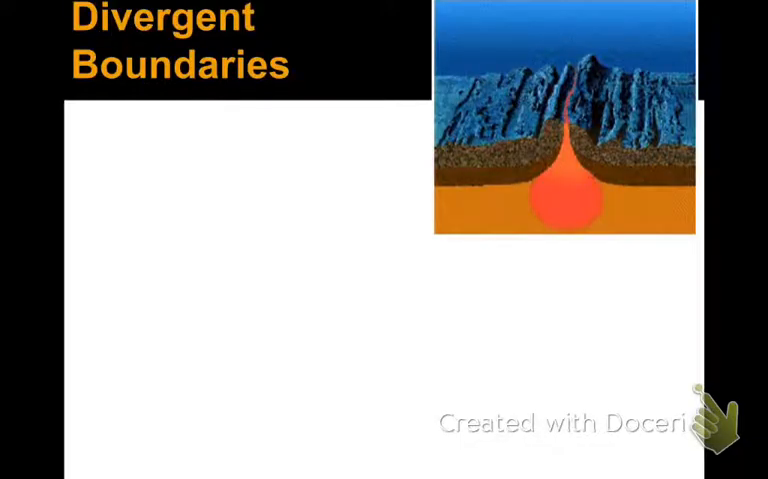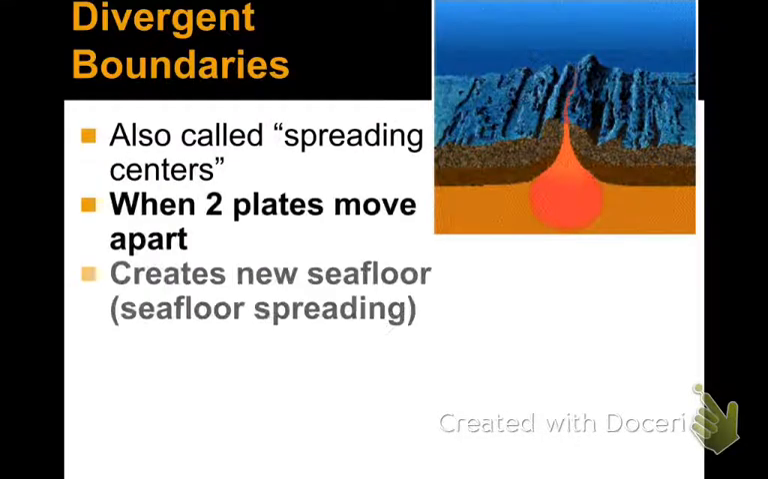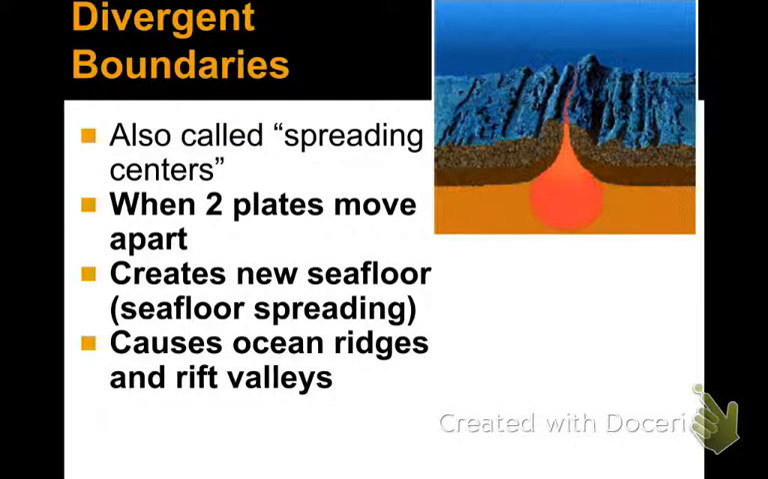The first type of plate boundary we have is a divergent boundary. Think about when you hear the word divergent, you usually think divide. So divergent boundaries are going to be when you have two plates that are dividing or separating from one another. So the plates are going away from one another.